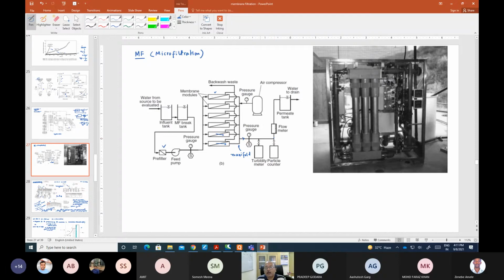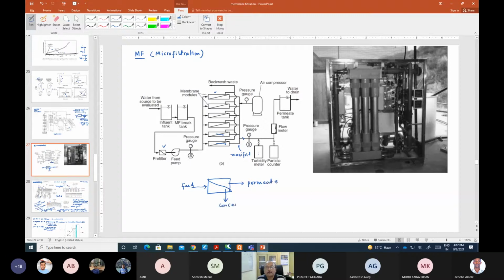Now in the permeate tank, you also have a turbidity meter and particle counter, so that you can understand the degree of clarity that you have. After the permeate has been taken, there will be a concentrate, right? So this is your membrane, and this is your feed, and you are taking the permeate, but right from here you have the concentrate. So this is the feed, you have the permeate, and this is the concentrate.